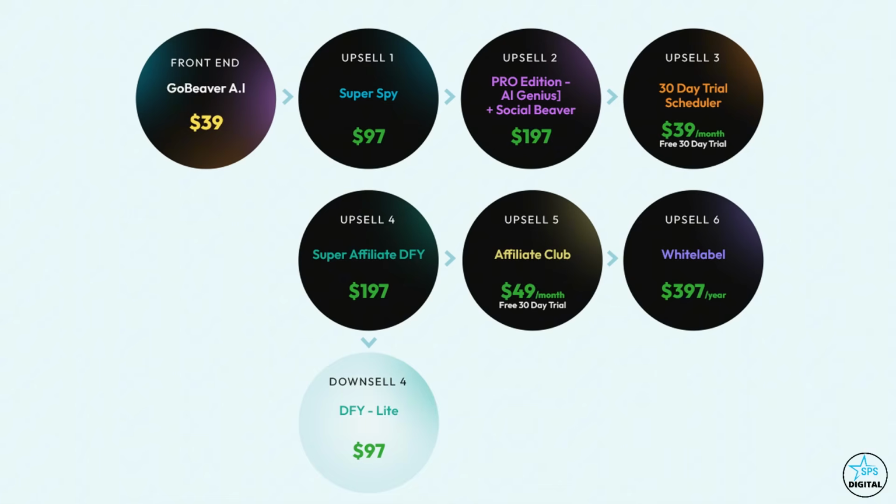OTO 3, Scheduler, 30-day free trial, then $39 per month. If you'd like Go Beaver AI to auto-publish your freshly minted content, the scheduler add-on gives you a month free and rolls into $39 per month afterward. No other details are listed, so treat it strictly as a posting calendar.